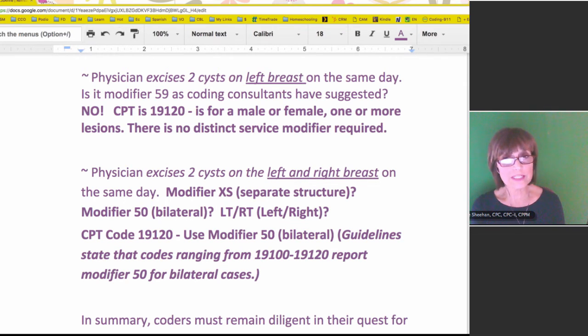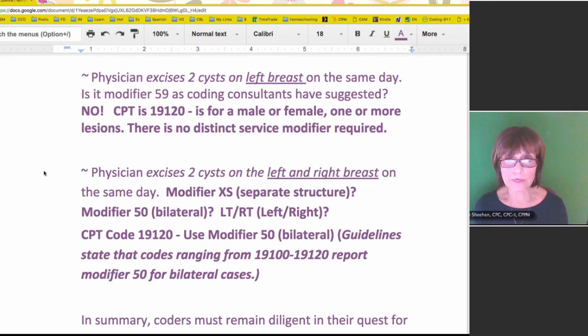However, if it was 2 cysts on a left and a right breast on the same day, would we use an XS, modifier 50 bilateral, or left or right? Because that is 2 structures, it's the left breast and the right breast. But in this case, as I had mentioned earlier, this modifier 50 would take precedence over the XS, because the guidelines state that you would report a modifier 50 for bilateral cases, and it's right there in the guidelines of CPT.